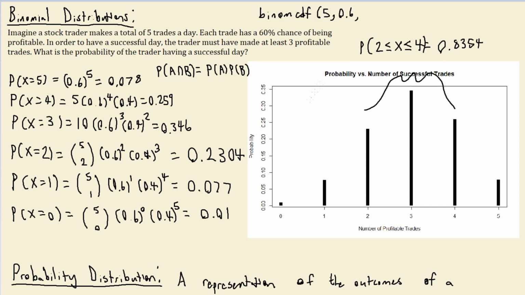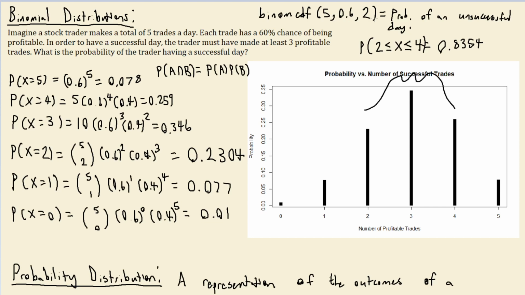And this would be the cumulative probabilities all the way up to 2, because the trader needs to have 3 or more profitable trades in order to have a successful day. So this function is going to give you the probability of an unsuccessful day. And you don't need to do nearly as much math.